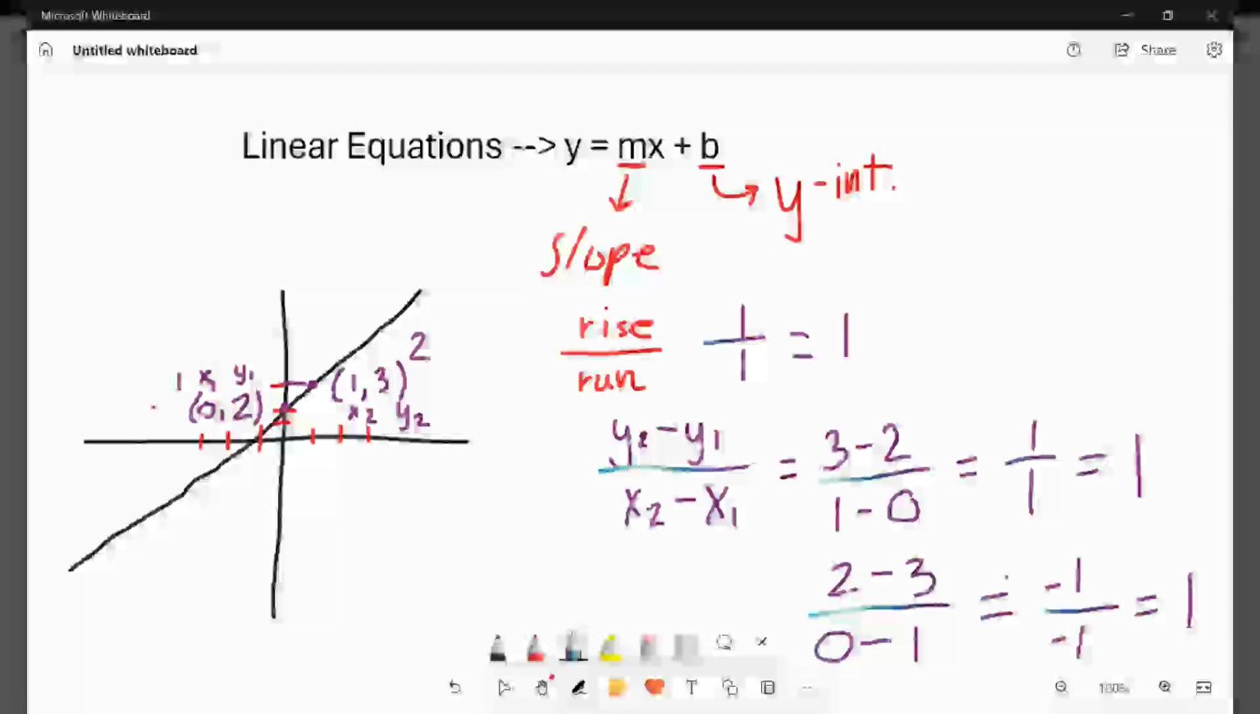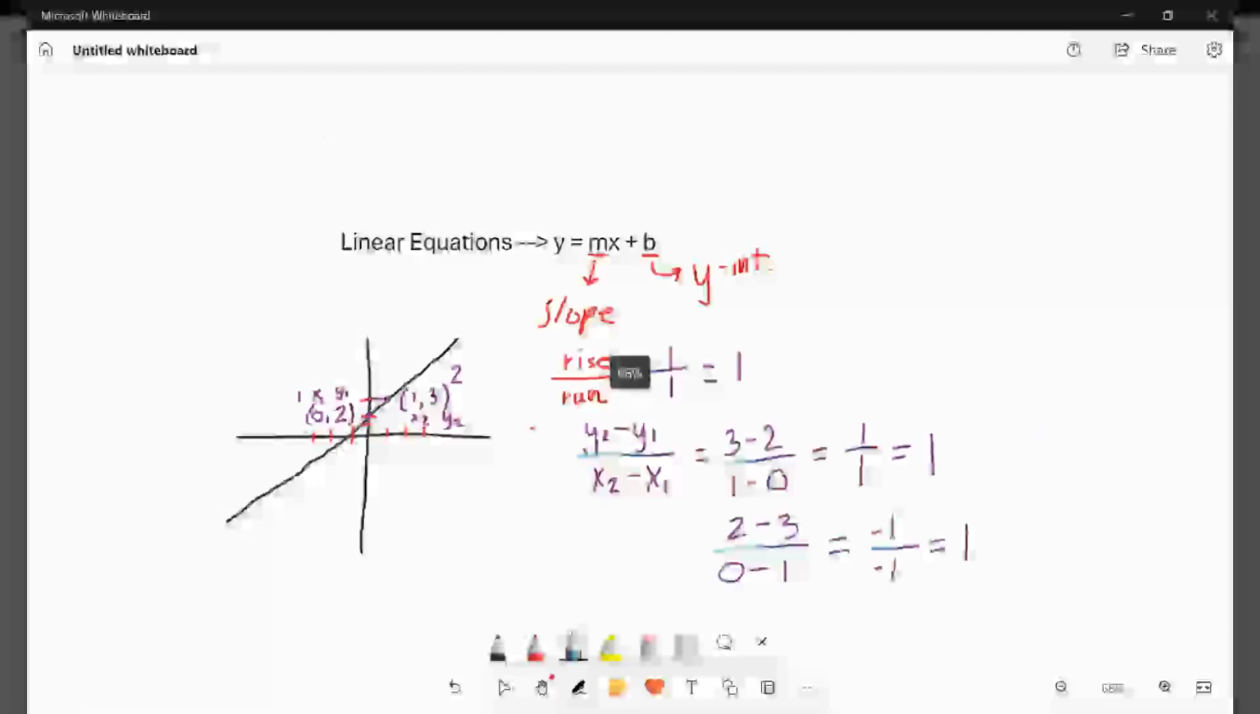They will give you the same answer as long as you get the correct y2 and y1 and x2 and x1. As long as they're consistent, it doesn't matter which points you pick. So this is a basic explanation of slope, how it's calculated. And then we will move along.